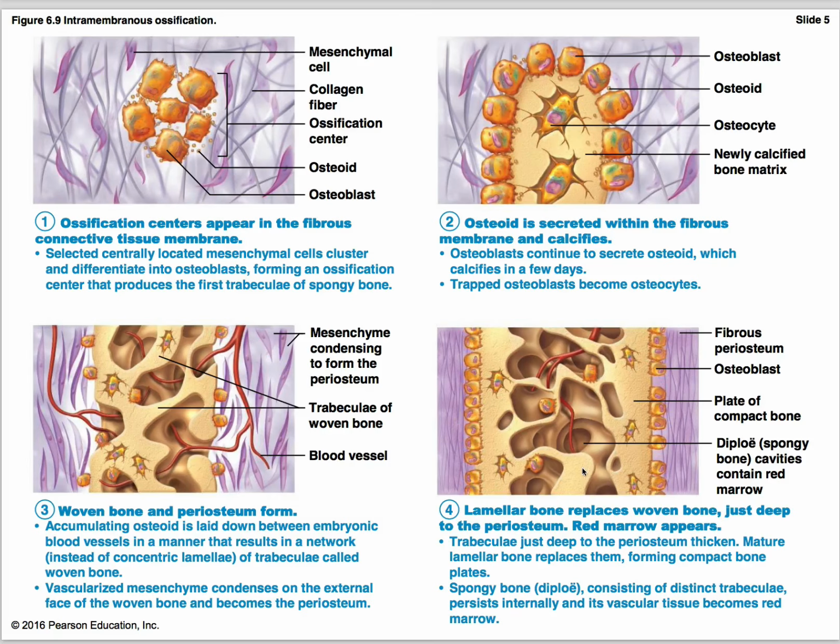Now the spongy bone, the diploe, is made up of what we call the trabeculae. Essentially, it ends up forming compartments that go around these blood vessels, and that ends up becoming the red bone marrow, or the red marrow.